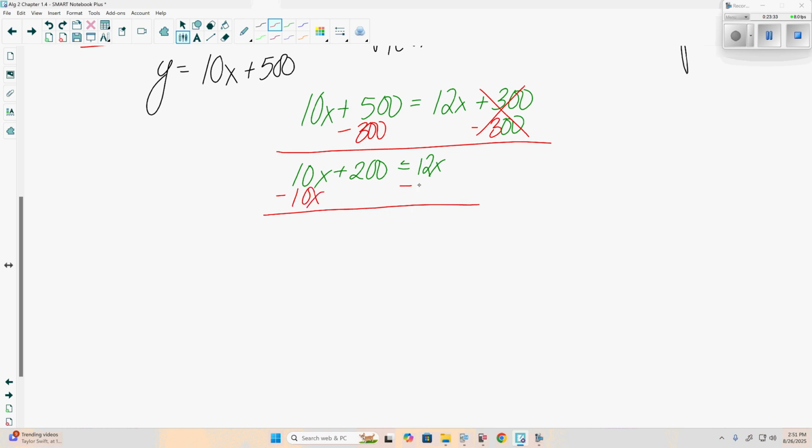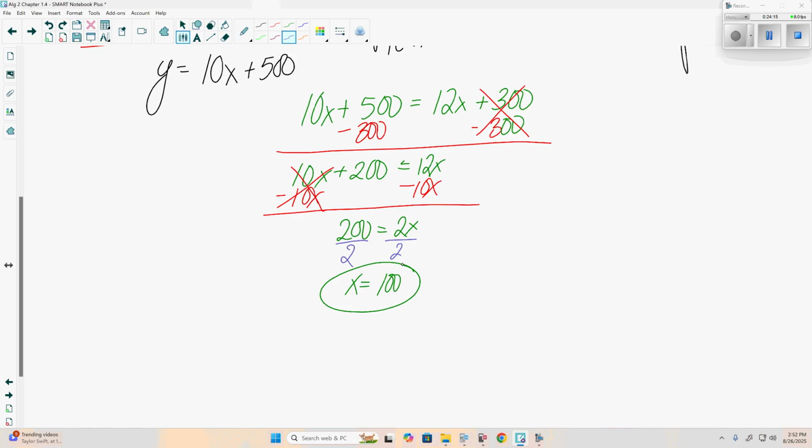Now we do need to get the x by itself, so now we're going to have to subtract 10x from both sides. Those would cancel, telling us 200 is equal to 2x. Last but not least, we would divide both sides by 2. 2x divided by 2 is x, and 200 divided by 2 is 100. So we know at 100 students, the Sunview, or Lakeside, and Maple will be the same, yes?